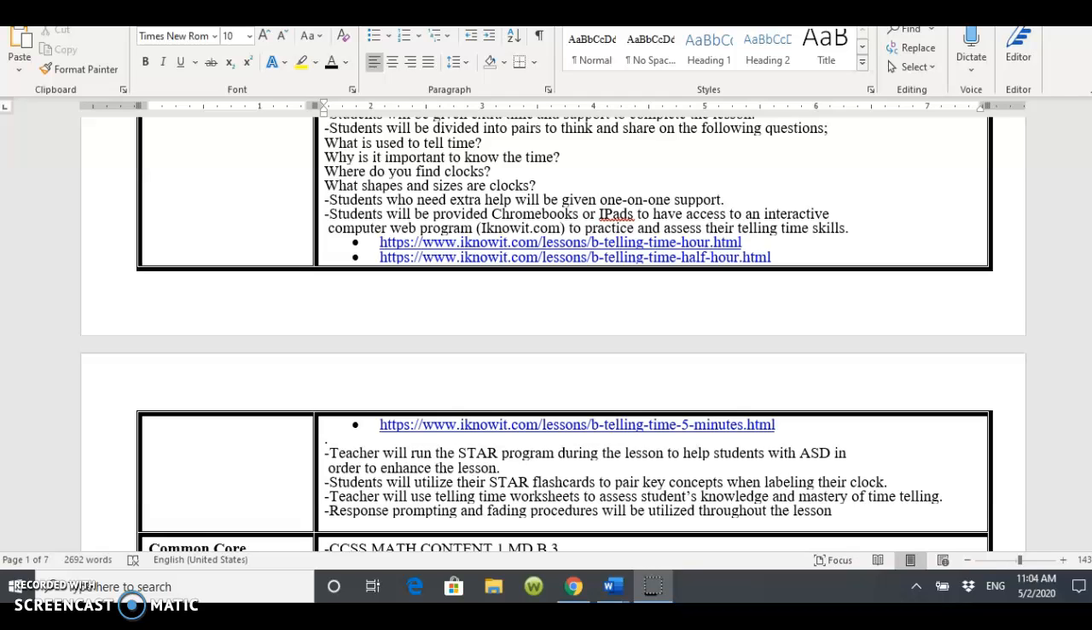Teacher will use telling time worksheets to assess students' knowledge and mastery of time telling. Response prompting and fading procedures will be utilized throughout the lesson.